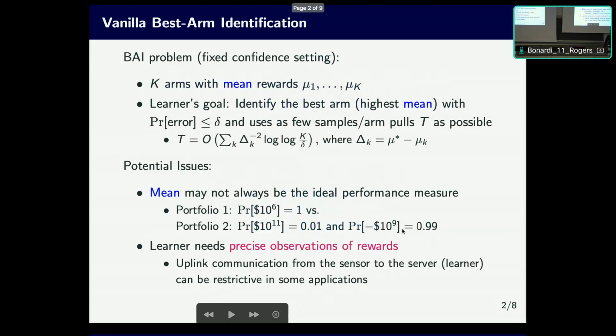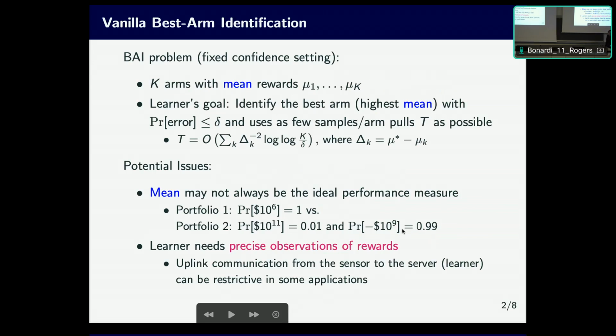Okay, so we first quickly review the vanilla setting of best arm identification. The model is pretty simple. You have k arms, and each of them has some mean rewards, mu_1 to mu_k. The learner's goal is to identify the best arm, in this case the one with the highest mean, with high probability, using as few samplings or arm pulls as possible. And we know there's this upper bound on the achievability, which is given by the gap squared, where the gap is defined as the difference of arm means.